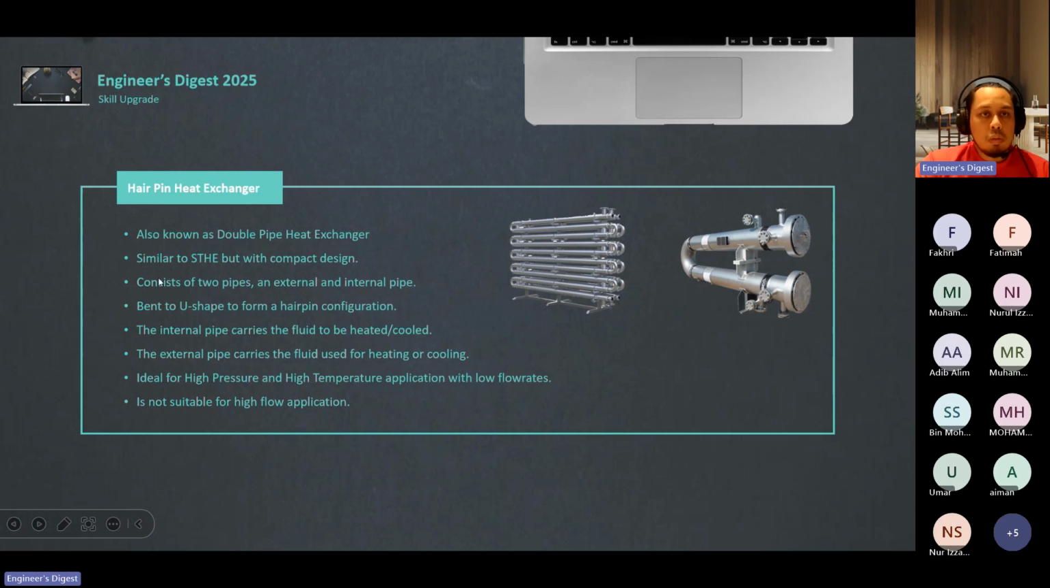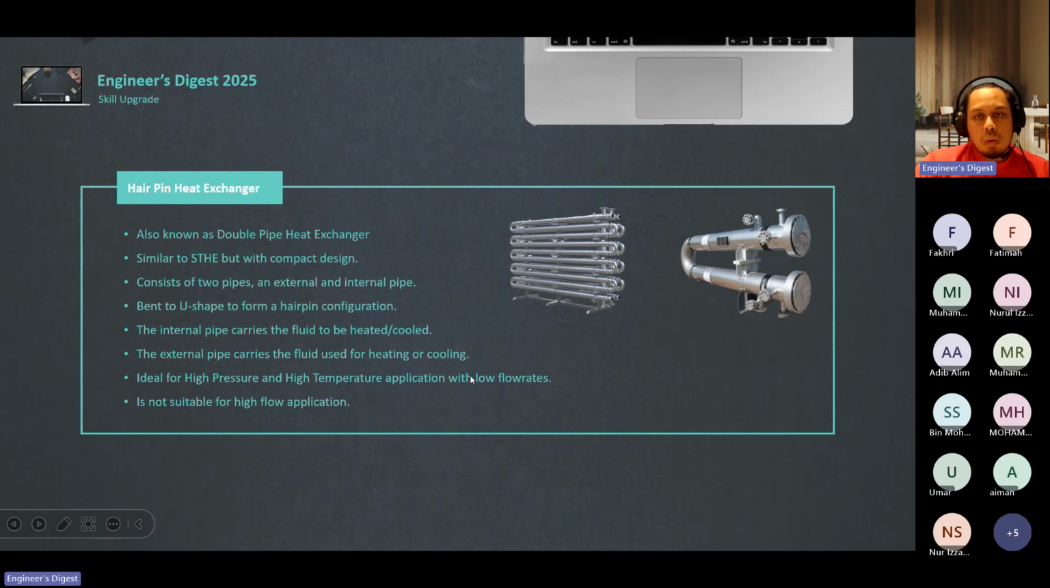Okay, it's similar to shell and tube, but it's compact in design. It consists of two pipes, one external and one internal, bent into a U-shape to form a hairpin configuration. So this U-shape, as I said earlier, is very important because it can cater for thermal expansion. Okay. The internal pipe carries the fluid to be heated or cooled. The external pipe carries the fluid used for heating or cooling. So there are internal and external pipes here.